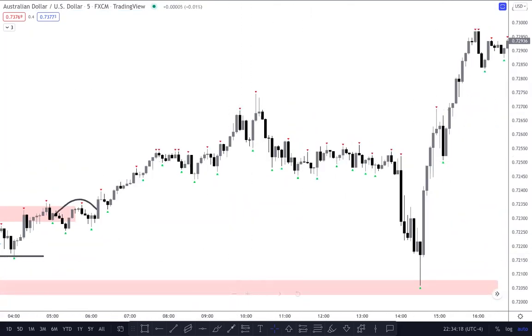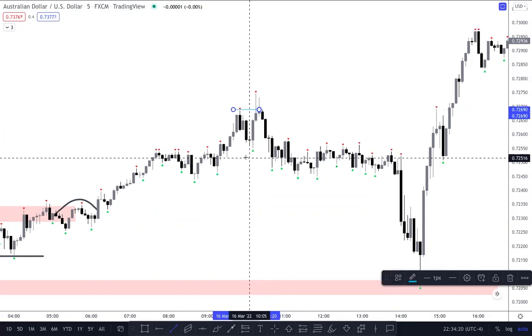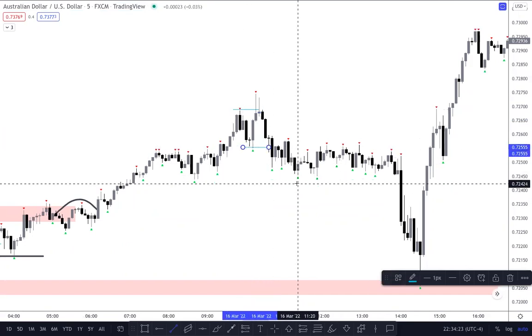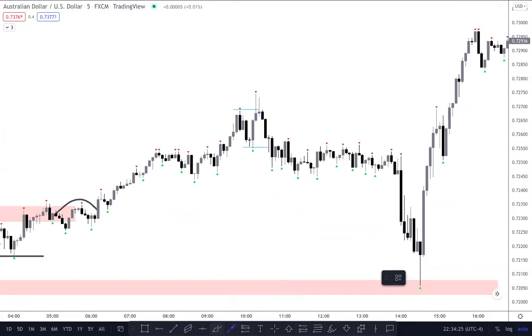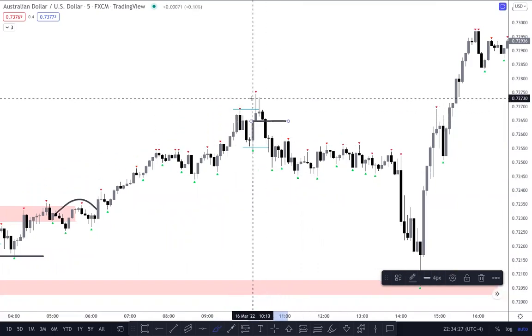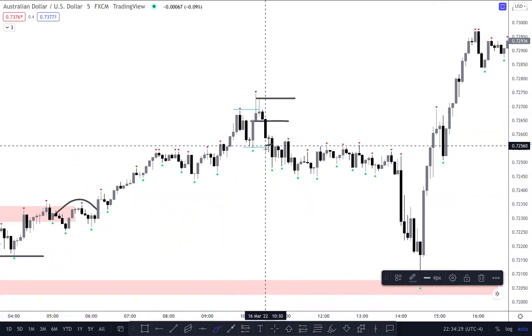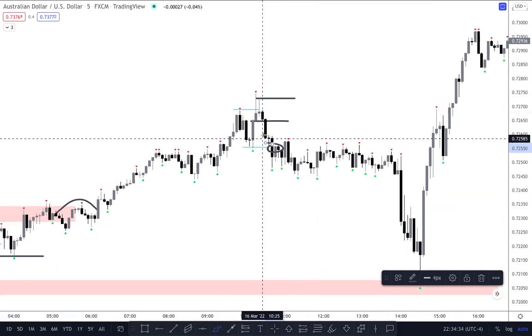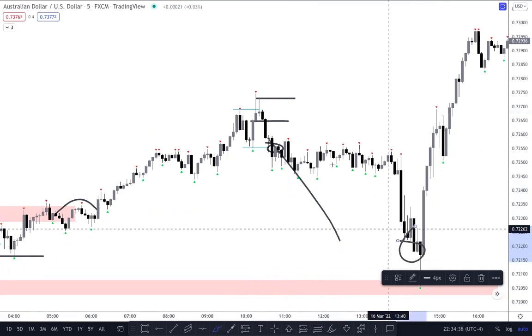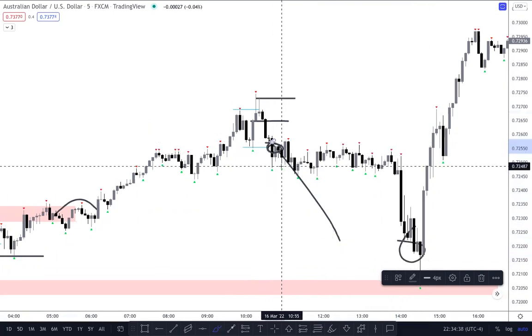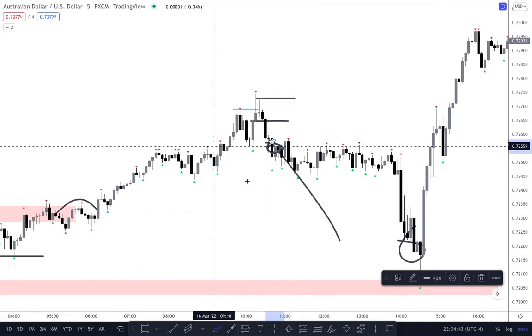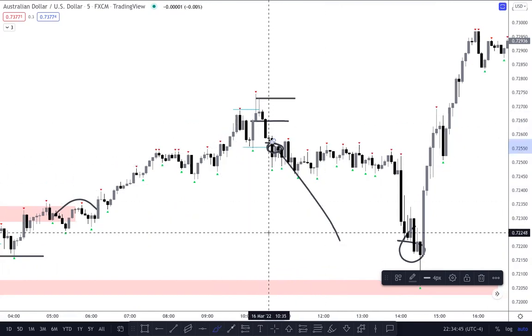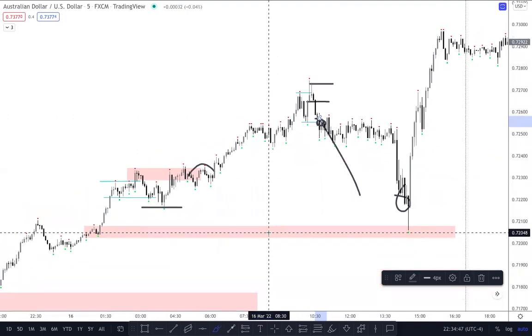We even have one right here. Sweep, change of character. Now, if you don't already know, we do not always have to come and test. Price can simply break this change of character and run, as it did right here. We're not always going to get entries. Be patient, stay disciplined, and hold yourself true to your setups. Only take what's possible and what you've analyzed. Don't force anything.